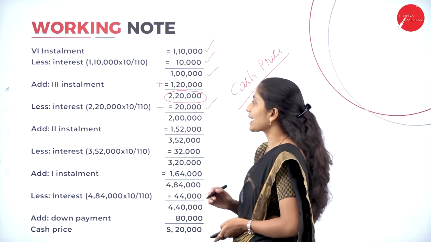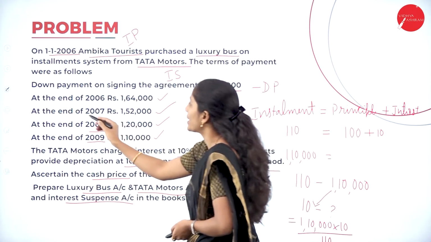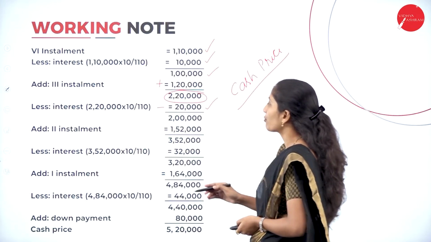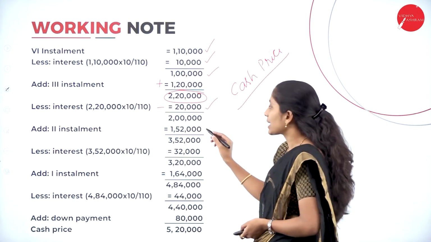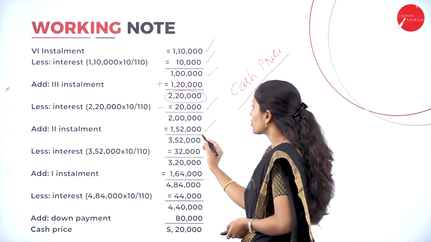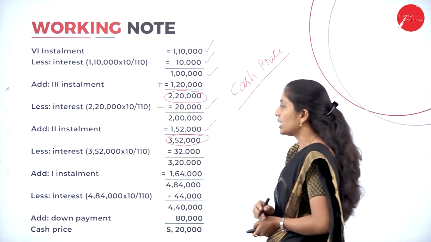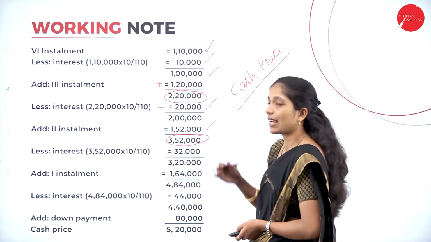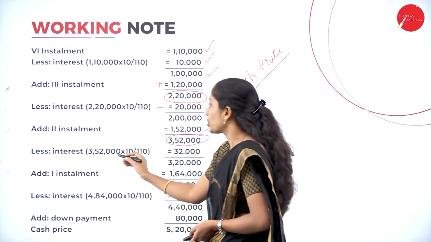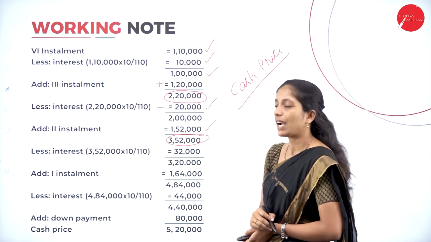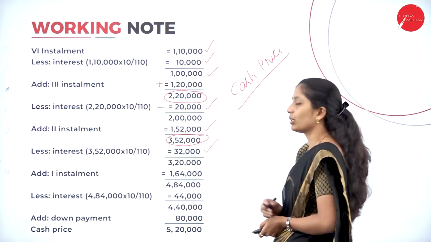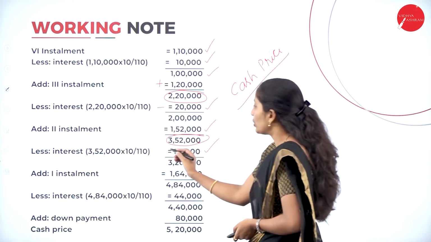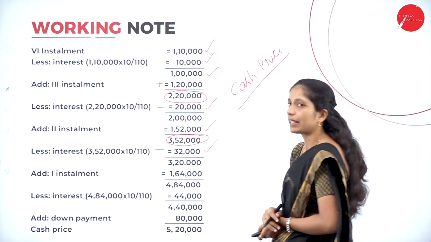Next, add the second installment. What is the second installment? That is 2007, 1,52,000. So, add the second installment, 1,52,000. You'll get 3,52,000. Less second year interest: 3,52,000 into 10 divided by 110. You'll get 32,000. When you deduct this, you'll get 3,20,000.